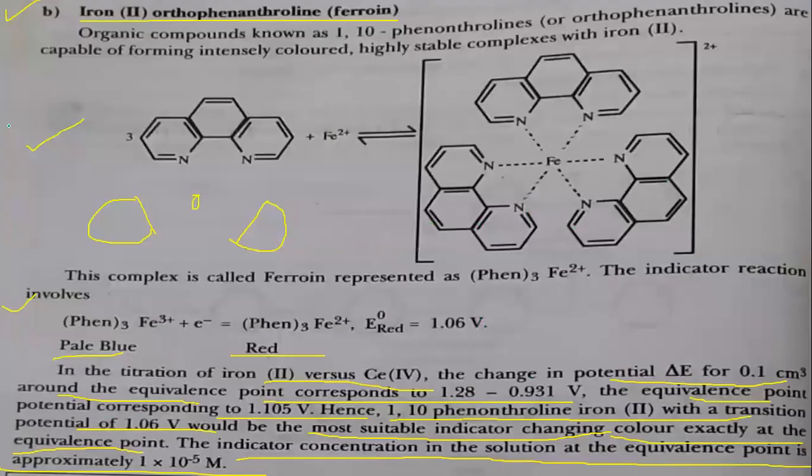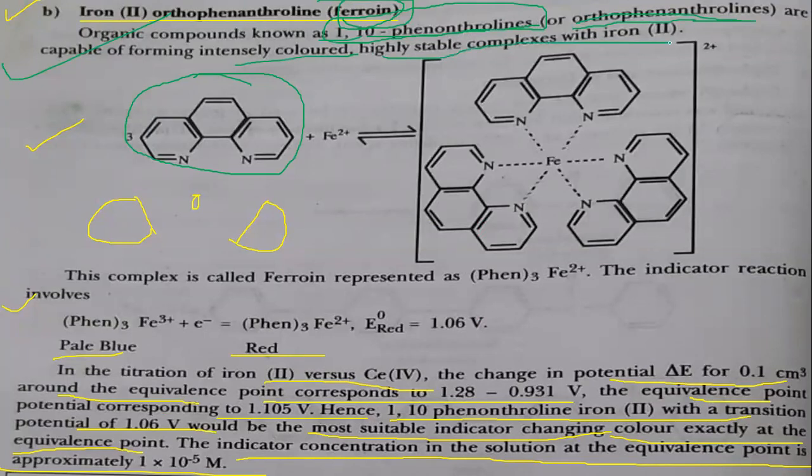Okay, so now see the ferroin indicator. This is what we are using in practice in the chemistry laboratory. See, what is ferroin? You know this molecule. You might have seen it somewhere else, but if not, see here: 1,10-phenanthroline, or orthophenanthroline, is capable of forming intensely colored compounds, and they are highly stable complexes with the Fe2+ ion.